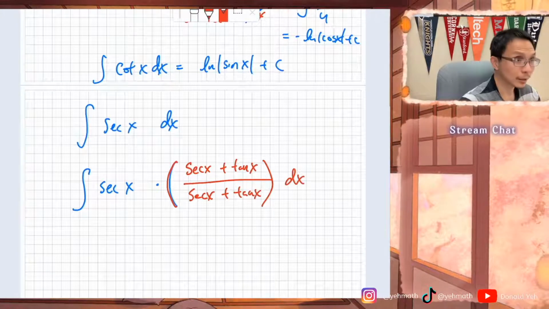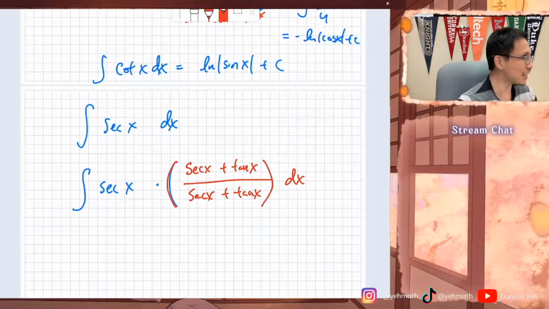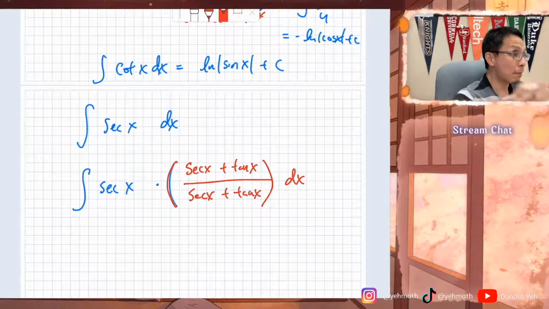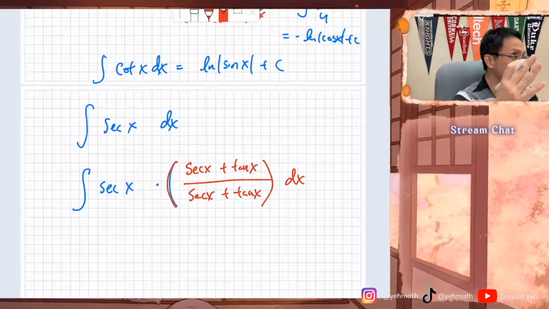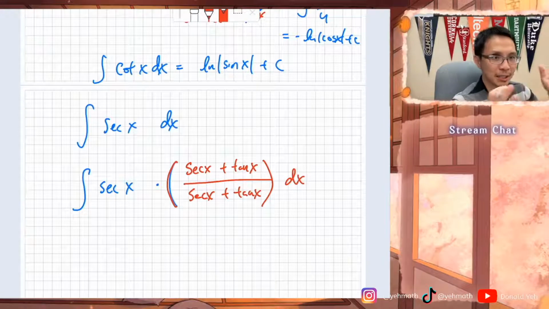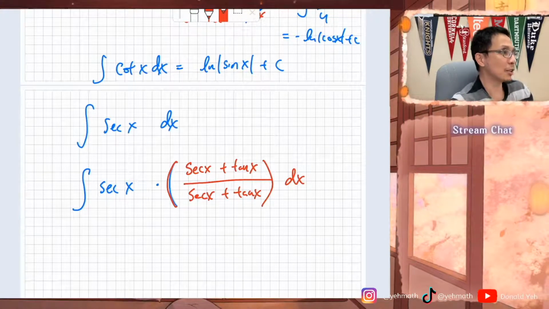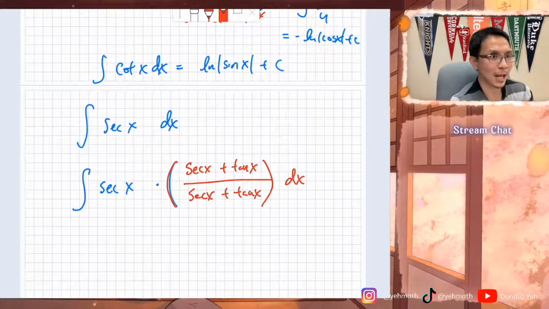What? That doesn't make sense. Why secant of x plus tan of x? That absolutely doesn't make sense. But the person who invented it says this is the only way to do the integration of secant of x. And you say, what? How is that possible, right?